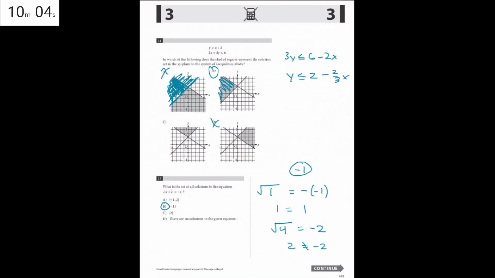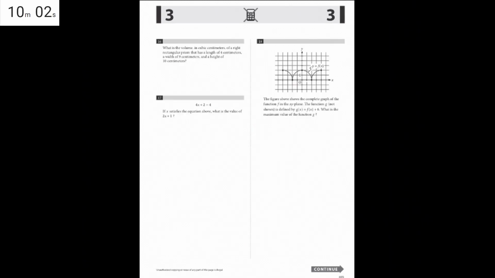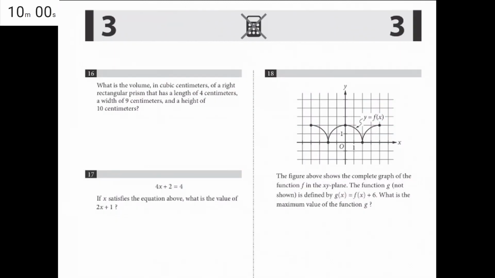All right. And 16. What is the volume in cubic centimeters of a right rectangular prism that has a length of 4 centimeters, a width of 9 centimeters, and a height of 10 centimeters? That's just going to be 4 times 9 times 10, which would be 90 times 4, which would be 360.